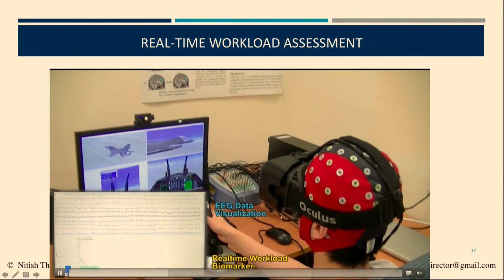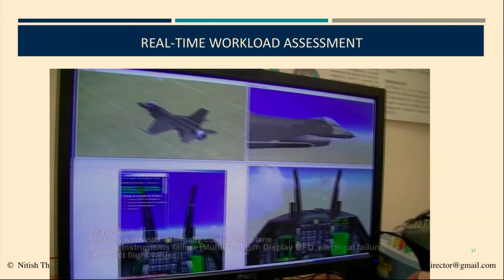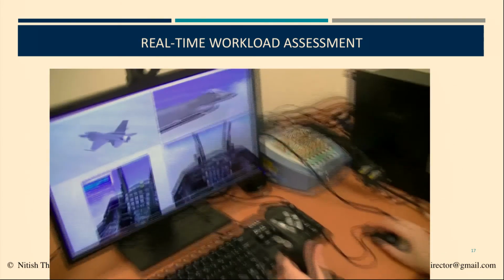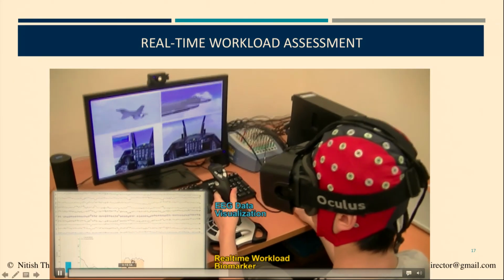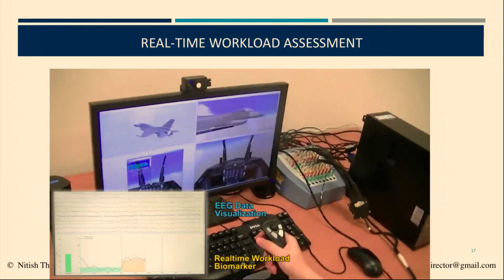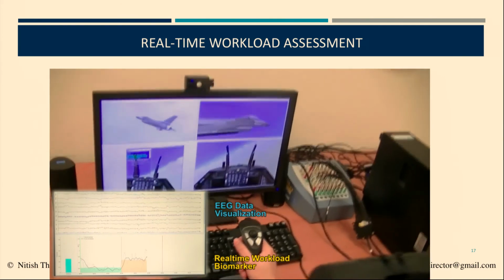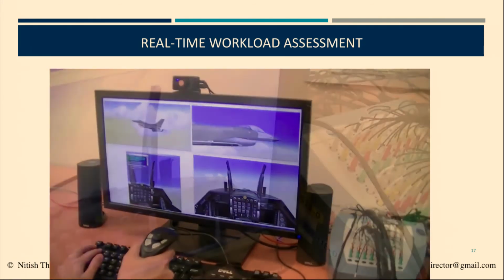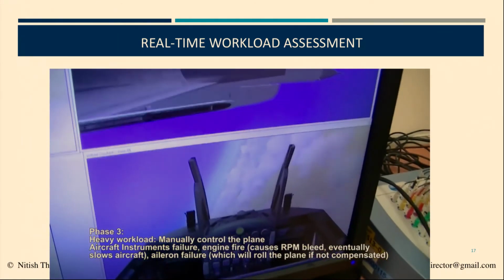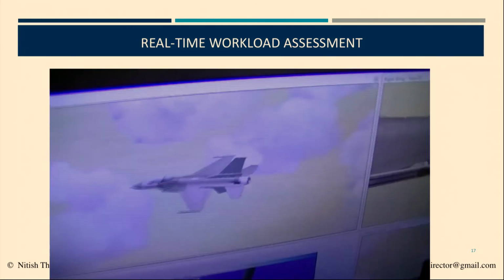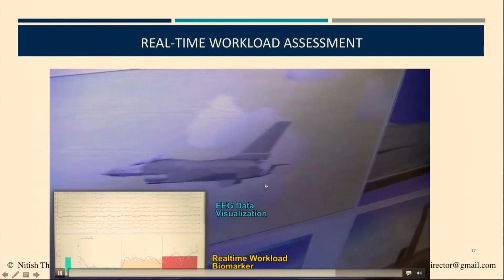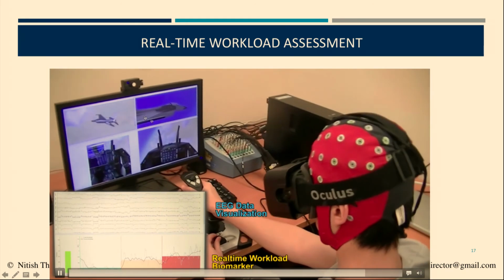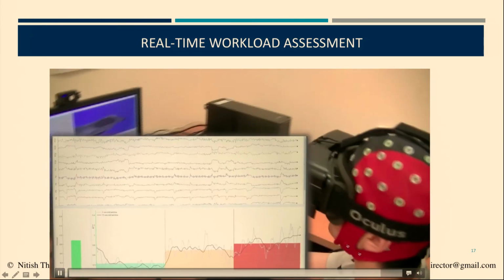So you see the workload is low, the plane is flying very smoothly, all is well. Now the medium workload, the weather is getting a little bit bad. Yep, so the workload went up from green to orange. Now there is some stress building up. And then at phase 3, there is a lot of turbulence, flying demand. Yeah, you can see the plane is oscillating and he's trying to control it and struggling to keep it going.